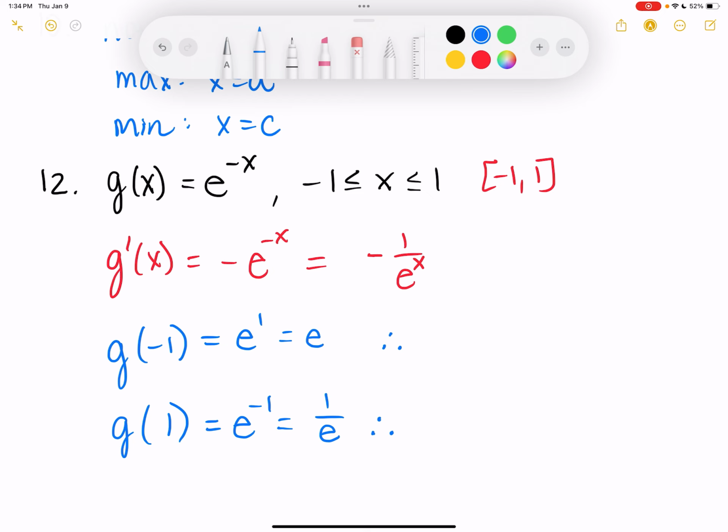Basically, because all we're dealing with is endpoints here, we can just look at which of these values is bigger and smaller, and we can determine the min and the max, which works great in this situation.